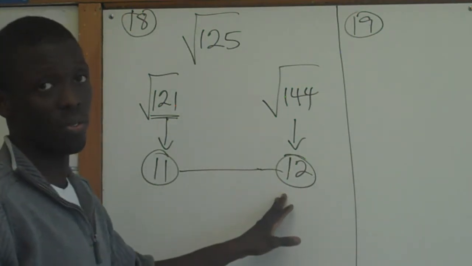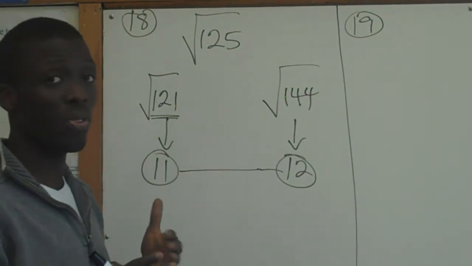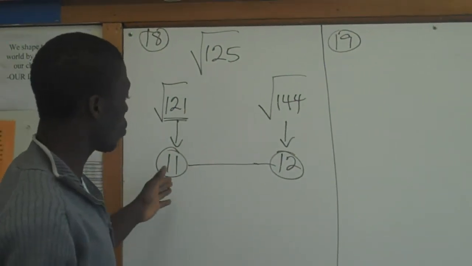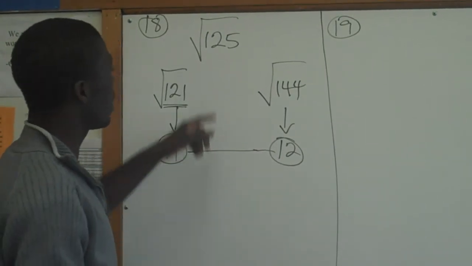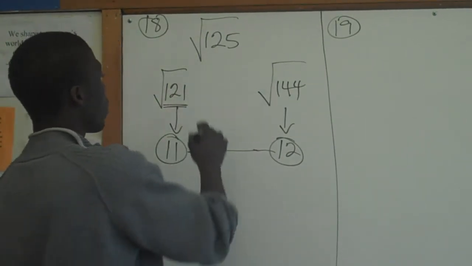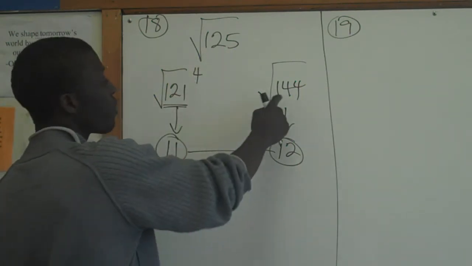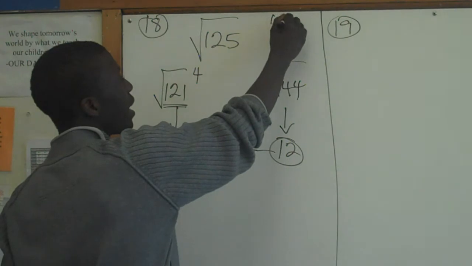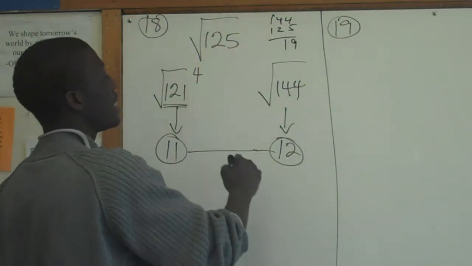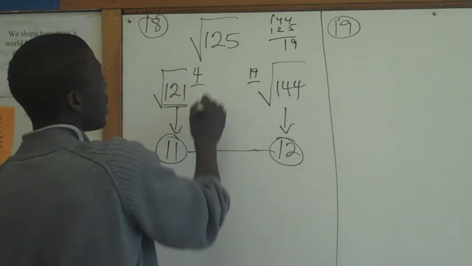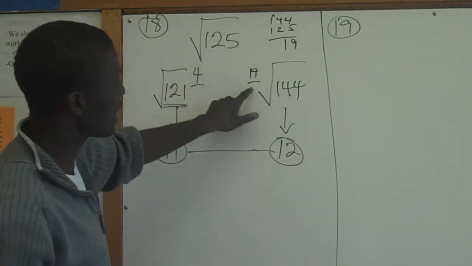11 and 12. And now all I needed you to do was to tell me which one you think it's closer to. Is it closer to 11 or closer to 12? The difference between 125 and 121 is 4. So 125 minus 121 is 4. Then 144 minus 125. If you write that out and you solve, you're getting 19. So the difference between 125 and 121 is 4, and the difference between 144 and 125 is 19.